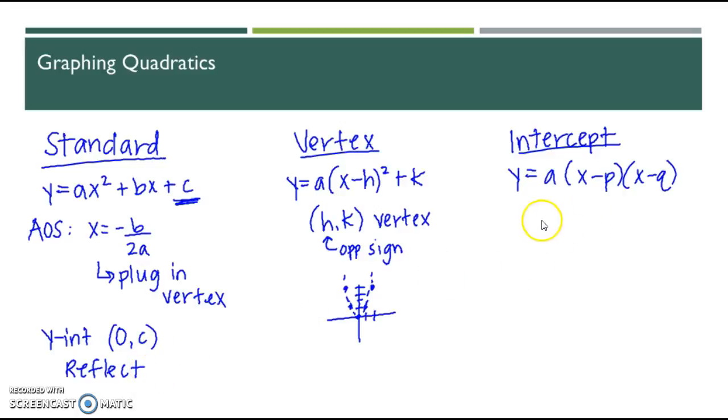Intercept form is very similar. You have to start by finding your axis of symmetry if you want to know the vertex. But for this one, our formula is p plus q over 2. And once you have your axis of symmetry, you plug it in to find your vertex.